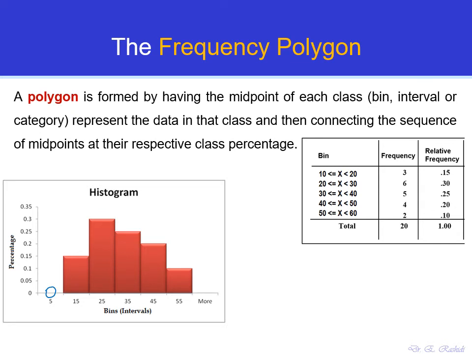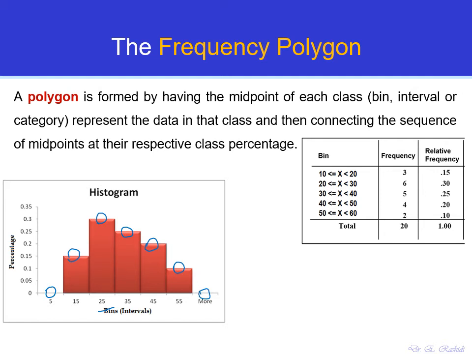We have for the next bin, which is the numbers from 10 to 20, which is represented by 15, the midpoint of this bar is here. For the numbers between 20 and 30, which is represented by 25 here, the midpoint for this bar is here. So if we do the midpoints of each bar, and then we don't have any numbers more than 60, the frequency for that would be 0.